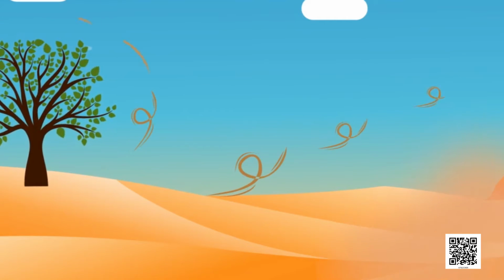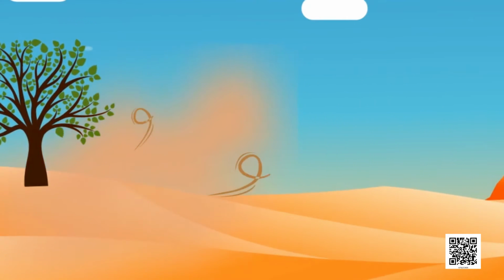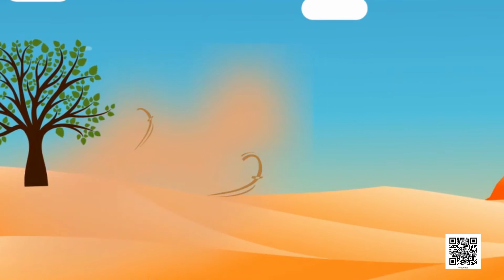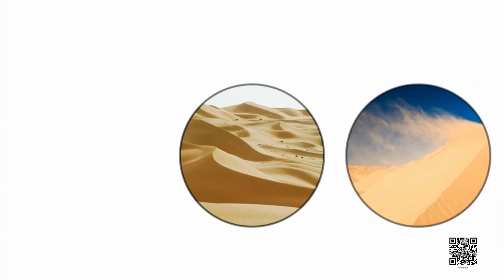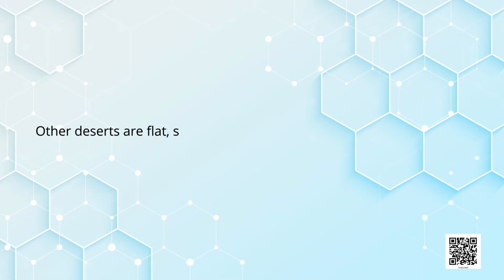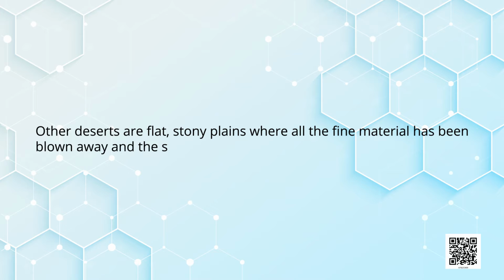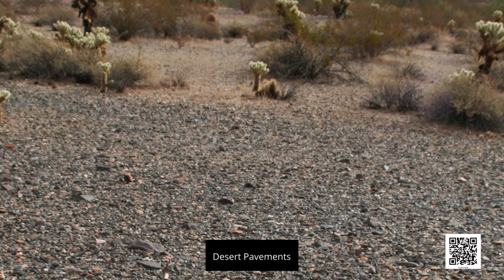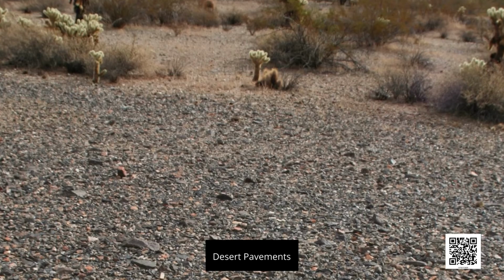Wind-blown sand grains striking any solid object in their path can abrade the surface. Rocks are smoothed down and the wind sorts sand into uniform deposits. The grains end up as level sheets of sand or are piled high in billowing sand dunes. Other deserts are flat, stony plains where all the fine material has been blown away and the surface consists of a mosaic of smooth stones. These areas are known as desert pavements, and little further erosion takes place.